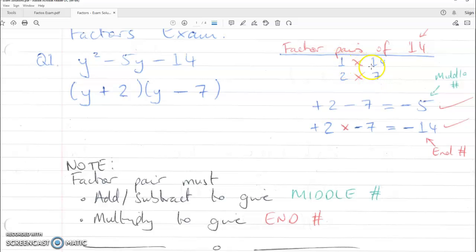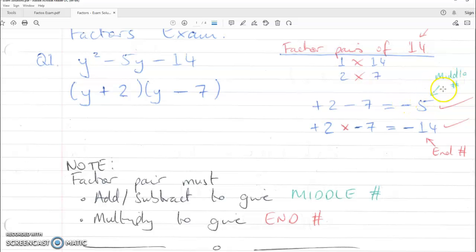So the 1 and 14, and hopefully you can see there that there's no way you're going to be able to make up minus 5 out of that. One either side of 14 is 15, minus 15, 13, minus 13. So the 2 and the 7 is the only combination that will hopefully work if this is going to work out, and it does. So if we try here, plus 2 minus 7, we'll get minus 5.